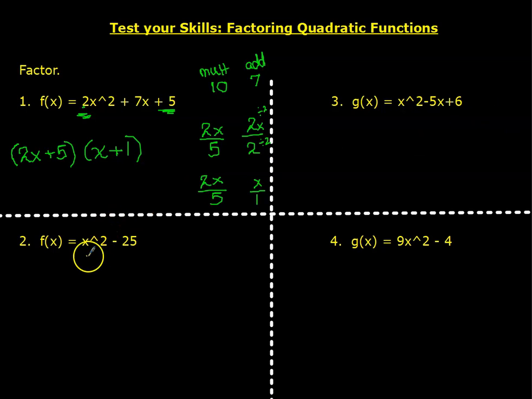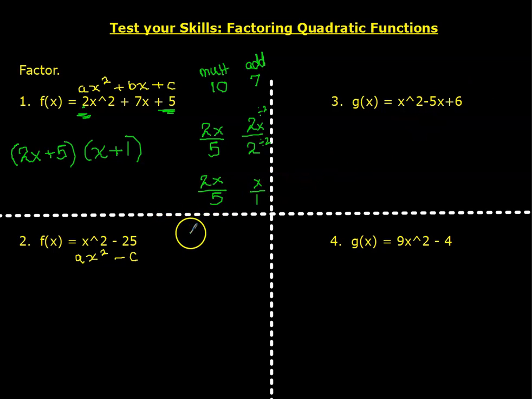Now, you have ax squared minus c. C is the constant. So remember, in a quadratic function, you have ax squared and bx and c. This could be plus or minus, by the way. We're missing the bx. So this happens to be a difference of squares. So I'm going to show you two ways.